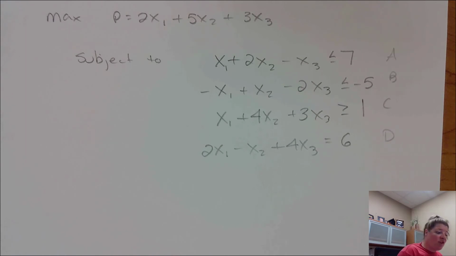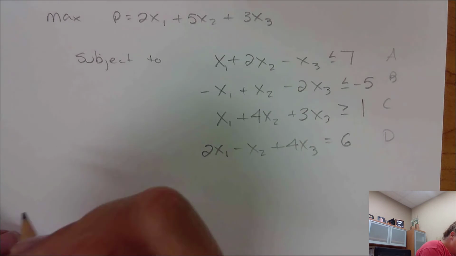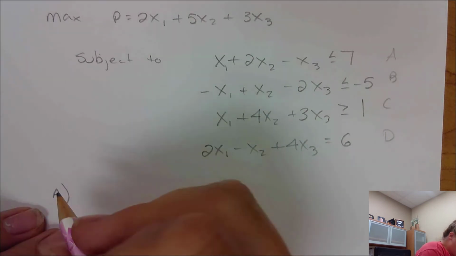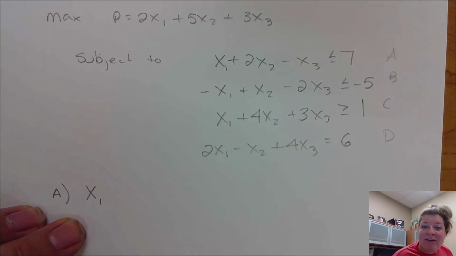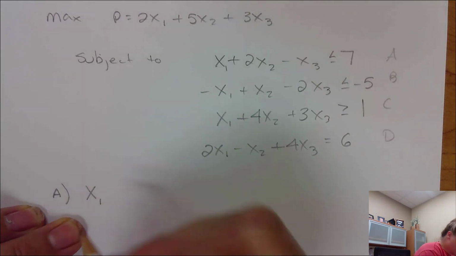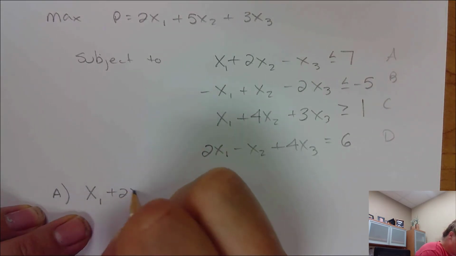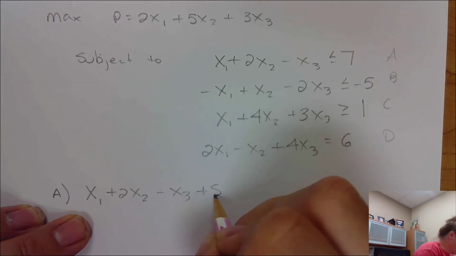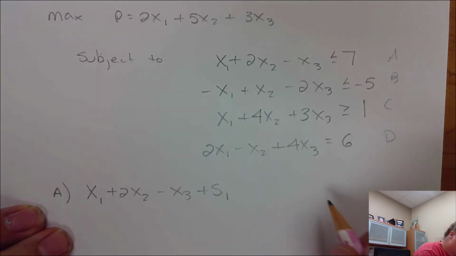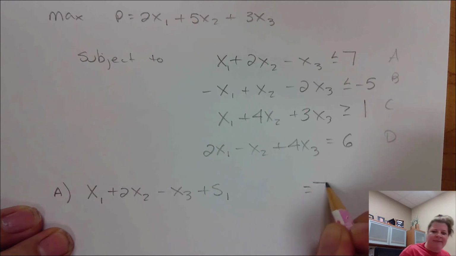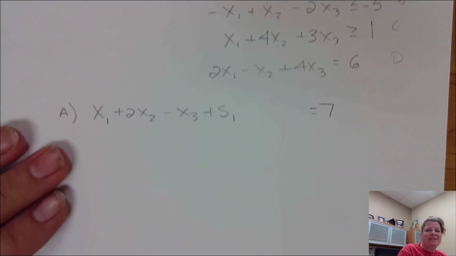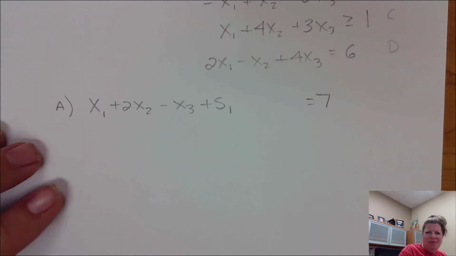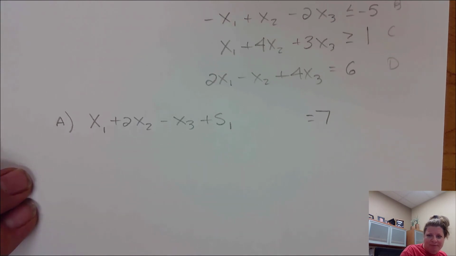So we know this first one doesn't need anything special. If we went to write A out, it would be x1 plus 2x2 minus x3 plus s1, and we're going to write it with a slack variable, equals 7. Done. Nothing real special for that one.